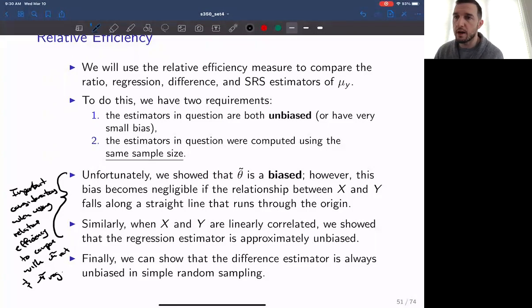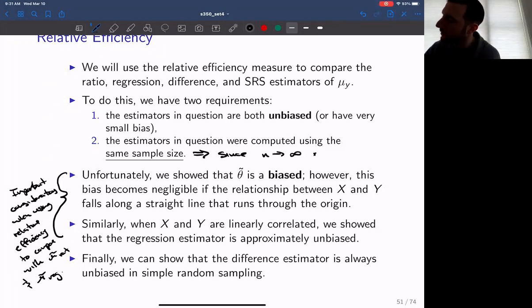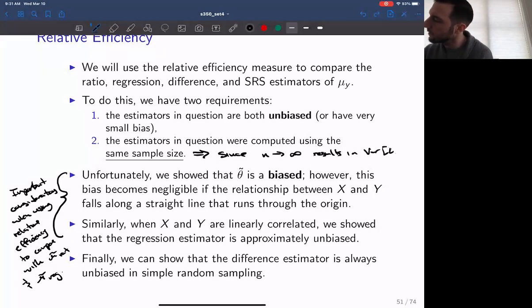With the difference estimator, we're actually in a good situation because we can show that this is always unbiased in simple random sampling schemes. Okay, the second requirement is that the estimators are compared using the same sample size. Now this should be a fairly obvious requirement since n going to infinity results in the variance of the estimator, or I'll just write this as mu tilde, going to 0, right?